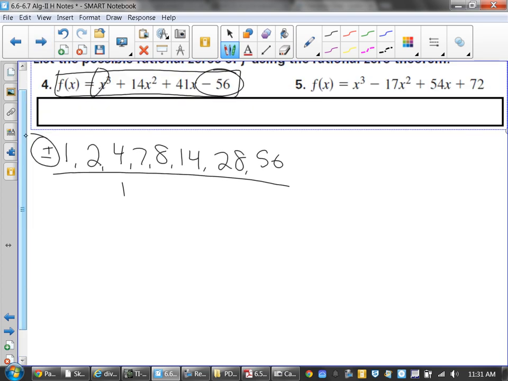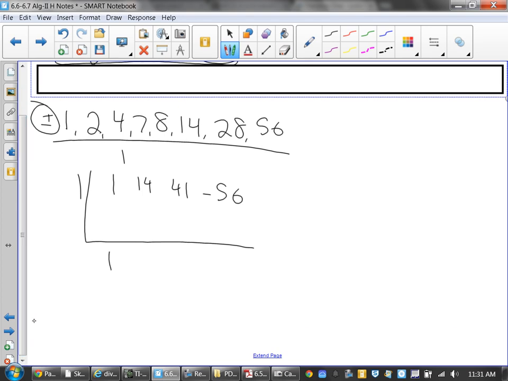Once again, when you do this, if I start at 1, with 1, 14, 41, and negative 56, when I do that with my synthetic division, I'll be darned, I got lucky and I got it on the first try. Sometimes that happens. Sometimes you're not going to get it until you get to 7. But synthetic division is fast.